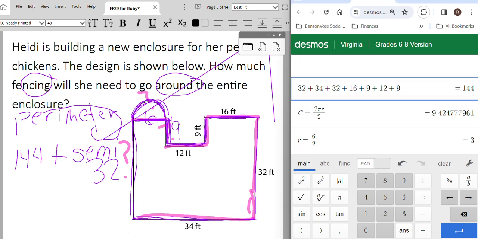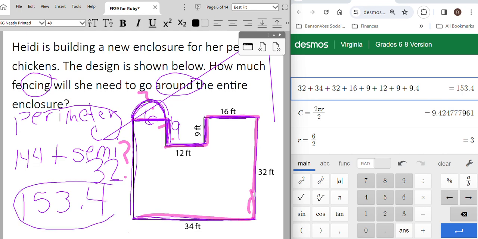So I'm going to come back up here to the top where I'd added all my sides, and I'm going to add 9.4. So that means my total perimeter is 153.4 feet of fencing. That's a lot of fencing. That's a pretty big chicken pen, if you ask me.